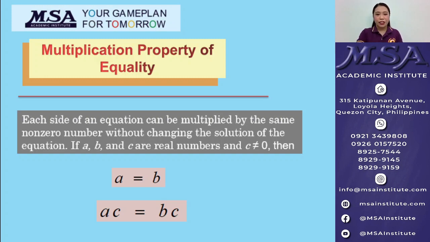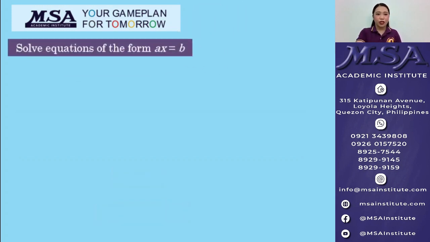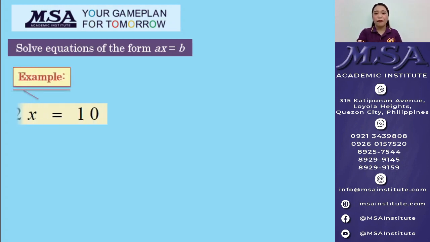Alright, let's illustrate that. Solve equations of the form AX is equal to B. Example, we have 2x is equal to 10. So obviously, the value of our x here is equal to 5 because 2 times 5 is equal to 10. But now, I will apply multiplication property of equality to solve this equation. And let's find out if I will get 5 as the value of x.